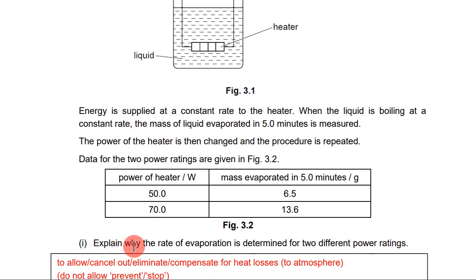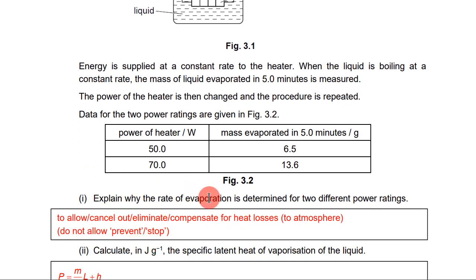So for part 1, explain why we have 2 sets of data. The reason is that you want to do a simultaneous equation so that we can cancel out the heat loss to the surrounding, to the atmosphere. In the answer, they say the answer cannot be to prevent or to stop the heat loss, because by doing it 2 times, we don't stop the heat loss. The heat loss is still happening. It's just that we acknowledge that there's a heat loss, but we are able to cancel it out mathematically by doing the simultaneous equation.